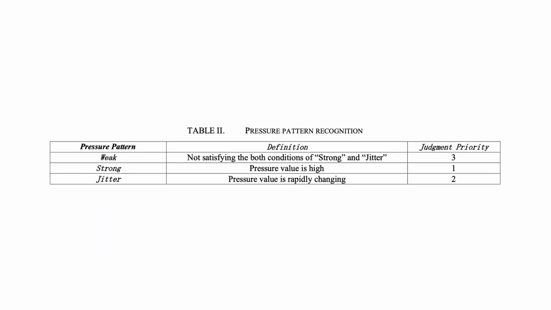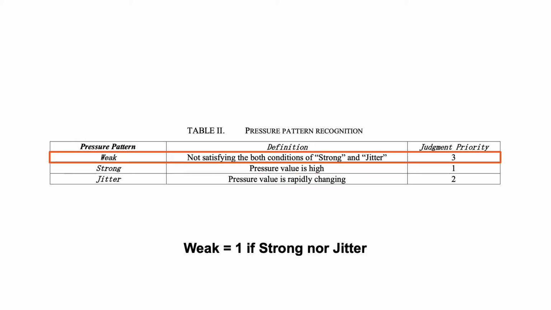Classification. Table 2 shows the classification of pressure patterns. We separated pressure force into 3 categories: strong, weak, or jitter. Firstly, we judge the state as strong if the pressure value is higher than one threshold. Secondly, the state is set to jitter if the pressure rapidly changes. Finally, a state that does not satisfy both strong and jitter is determined as weak, which means a non-picking state in which the player is just pinching the pick.